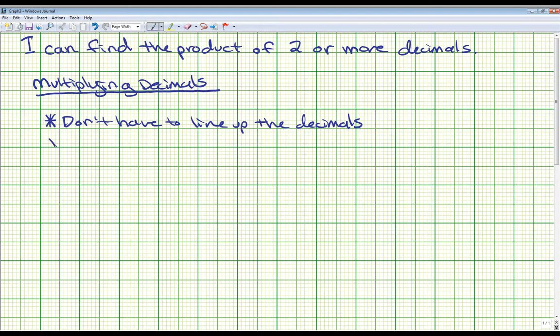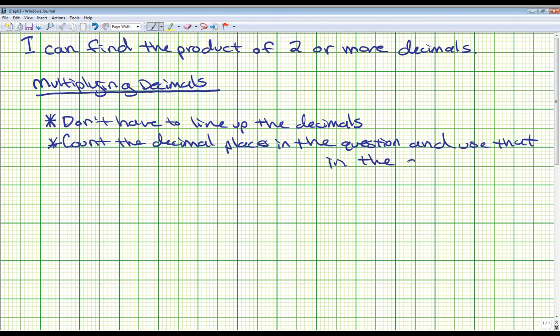That's important to note. And the second thing we need to be able to do is count how many decimal places are in the question, and that's what we use in our answer. So we need to count the decimal places in the question and use that in the answer. So those are the key ideas, and that'll make more sense as we get into our examples. We'll talk about it again.